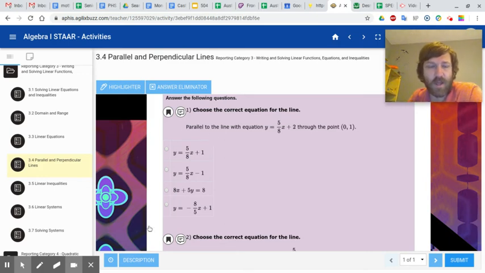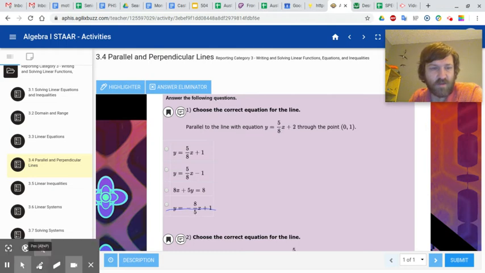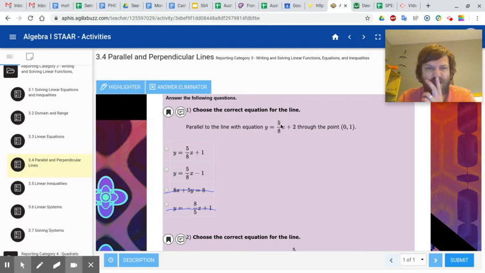If it's going to be parallel, we automatically know this answer at the bottom cannot be correct because that is not the same slope as this. And just for the sake of simplicity, we also know C is not the answer, and we don't need to go into that. But we are pretty confident that one of these two answers is correct because they both have the same slope as this line, 5/8. So then the question becomes, which of those passes through the point 0, 1? And we could go graph and confirm, and we'll do that on some of the problems below.